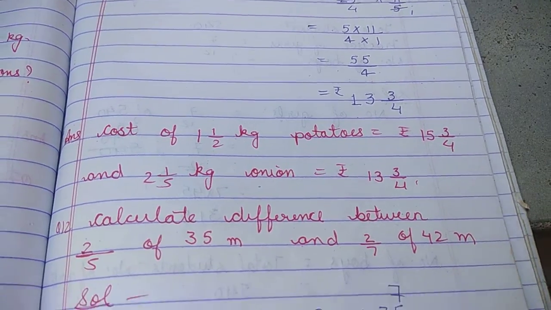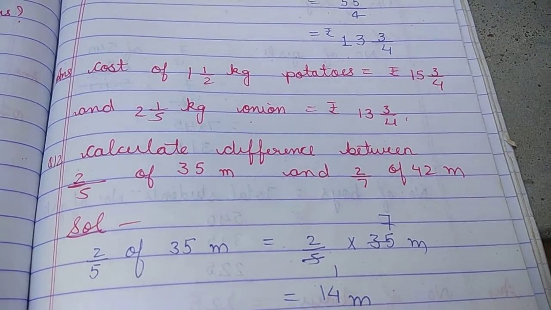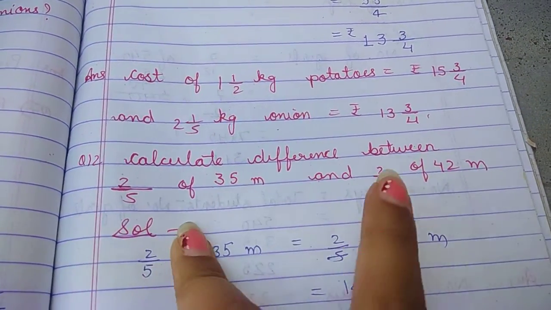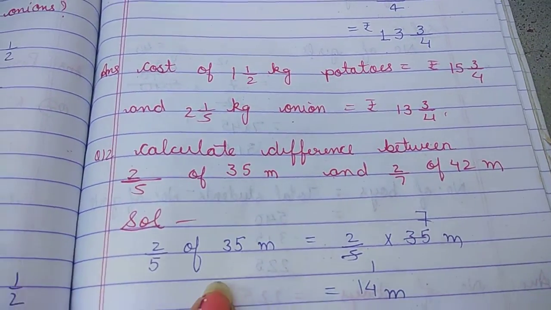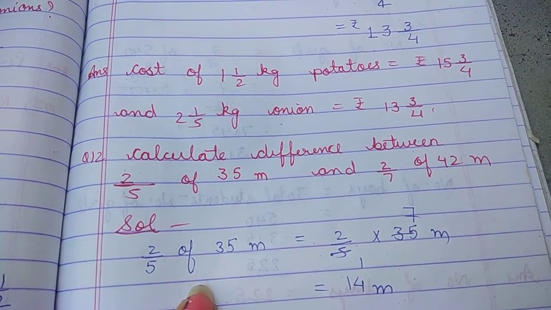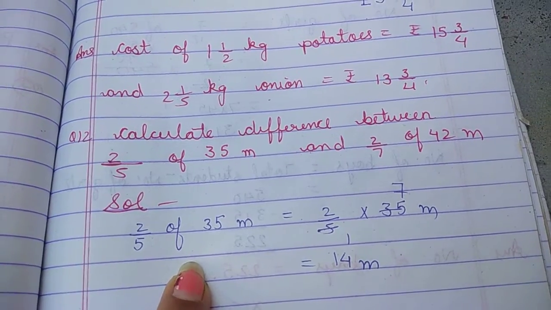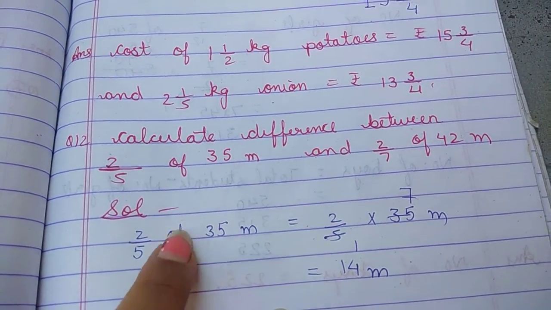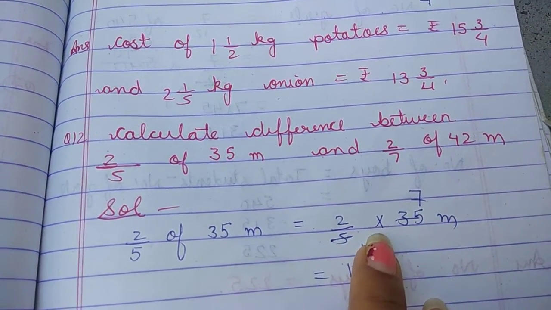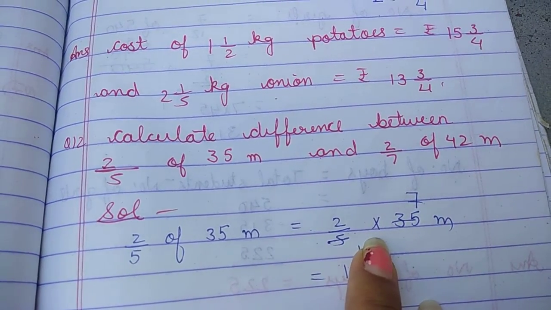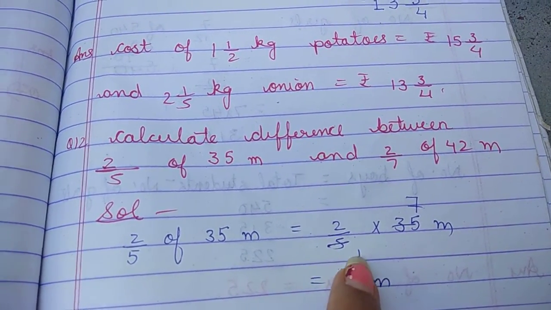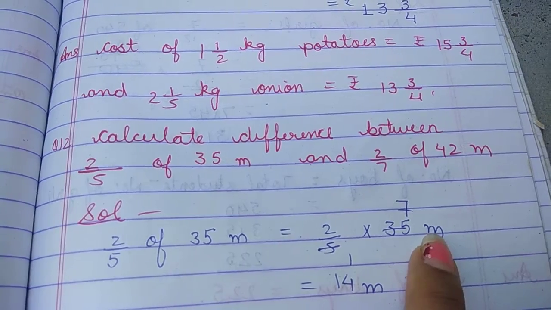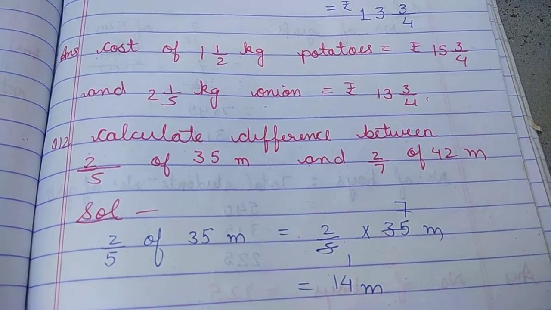In the next question, you have to calculate the difference between these two expressions. So the first expression is 2.5 of 35 meter. This is a simple expression. 2.5 of, in place of 'of' replace by multiplication. So that would be 2.5 multiplied by 35. 5 1s are 5, 5 7s are 35. You will get 14 meter.